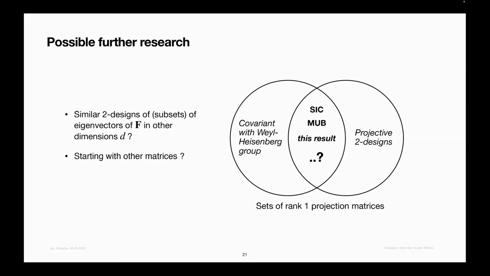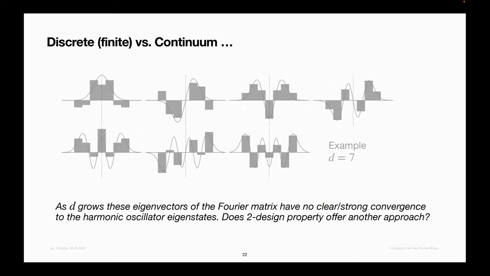Now I come to the second one, which is a bit speculative: discrete versus continuum. As I said before, the eigenvectors we constructed for the Fourier matrix are all real valued. So, for example, in the case D equals 7, you could take these real-valued eigenvectors and print them here as step functions. Now I come back to one remark I made before. I took the value here, the center, as the first value of the vector. This is second, third, fourth, fifth, sixth, and seventh.